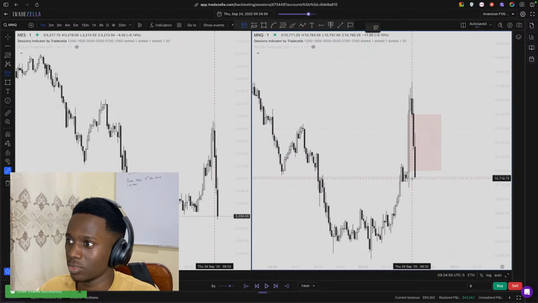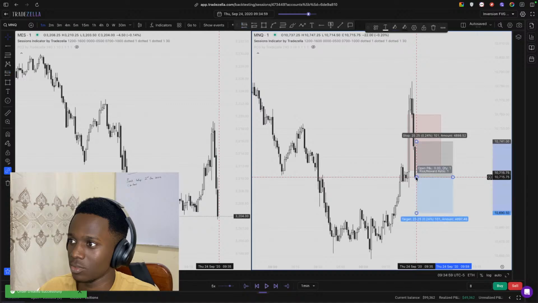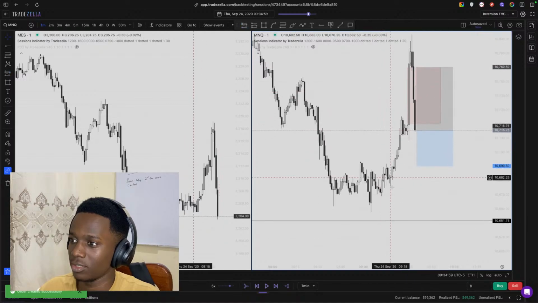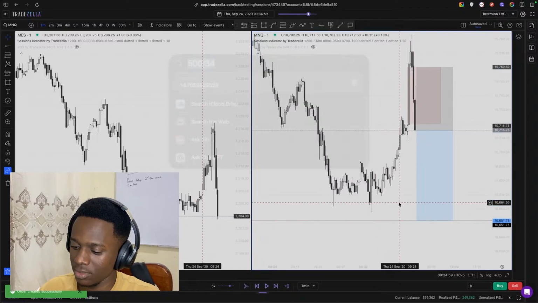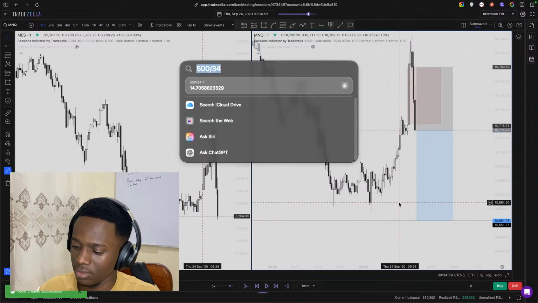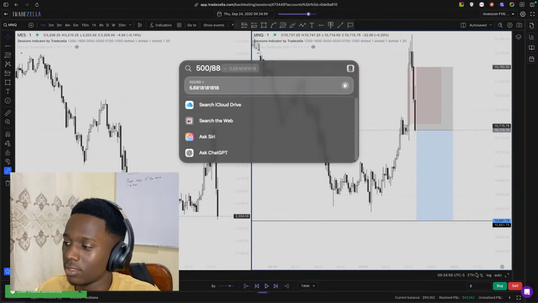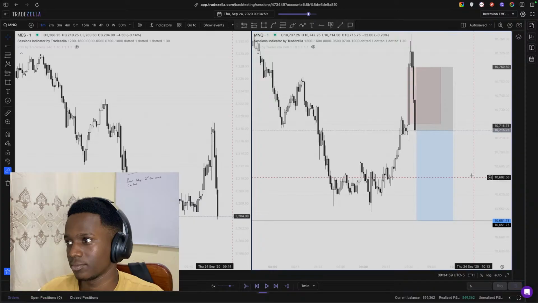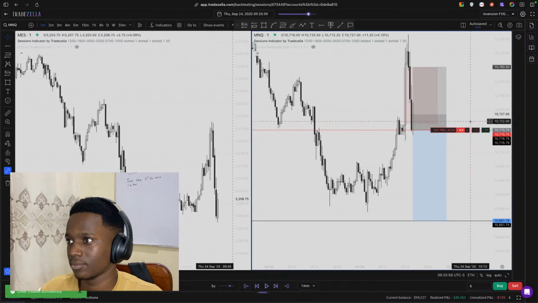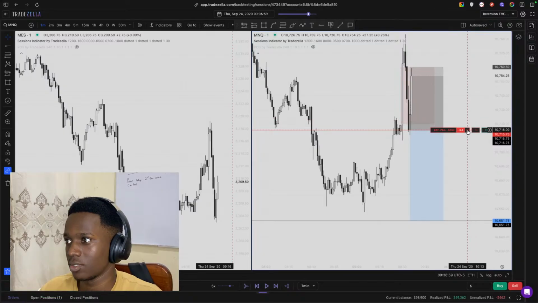Let's take shorts here at this 1 minute inversion. Stop here, target these relatively close on this daily low here. That's 588. This micro short. Whoopsies, we are so cooked.